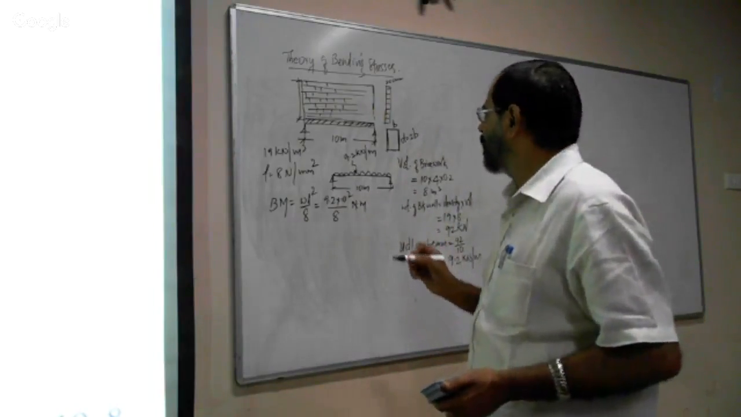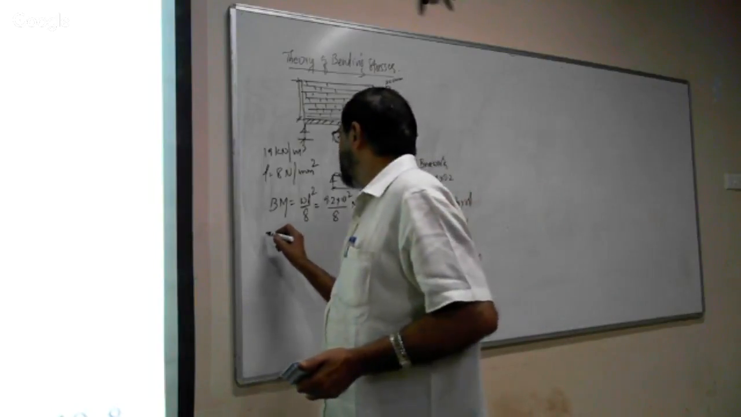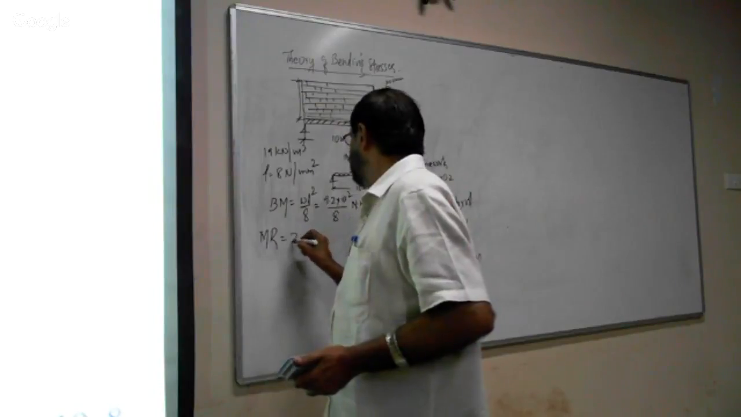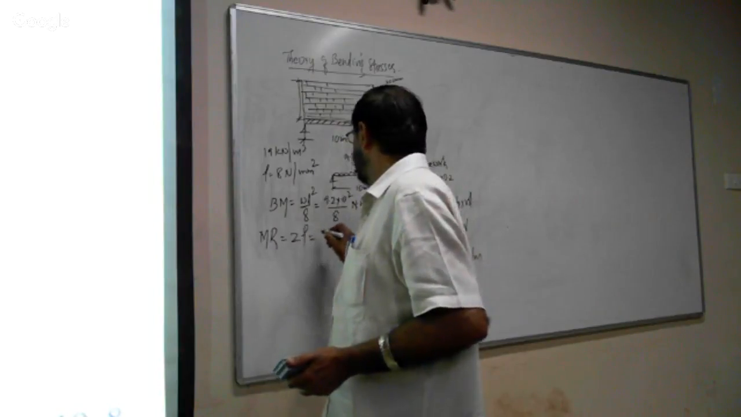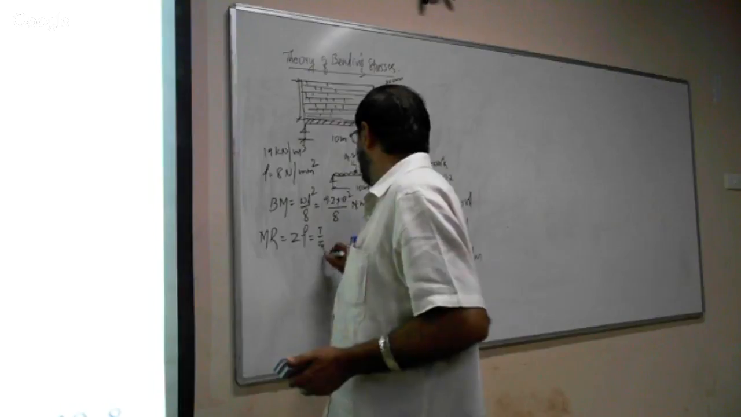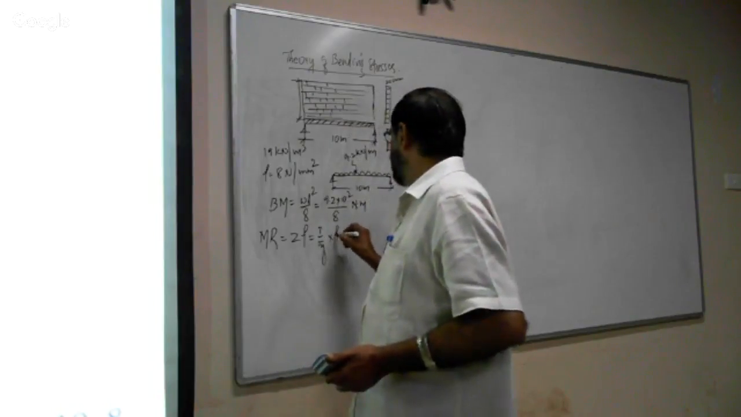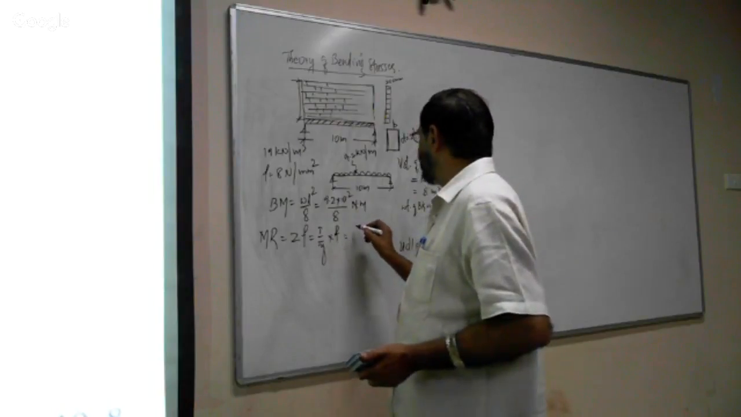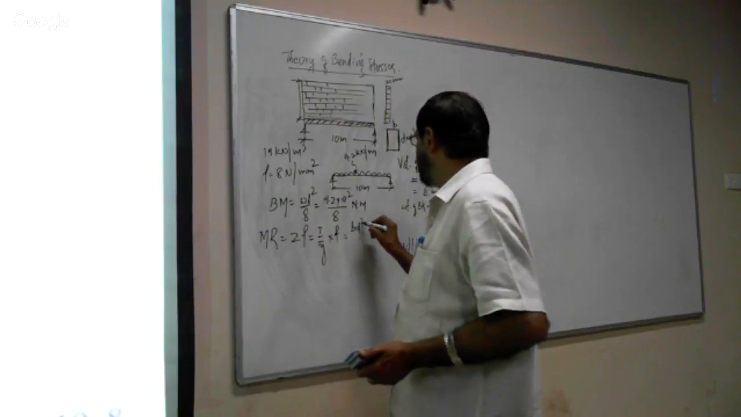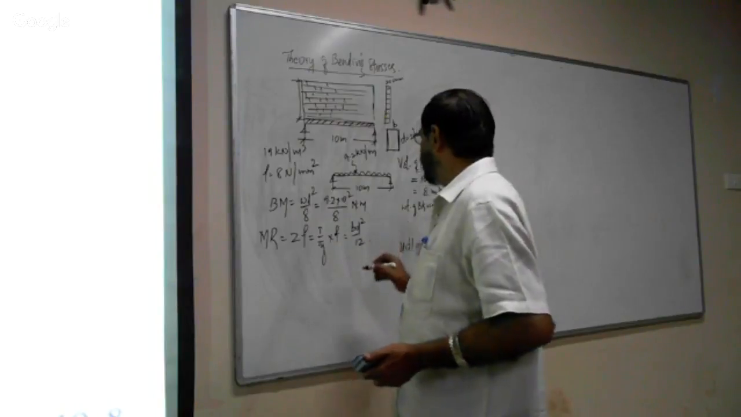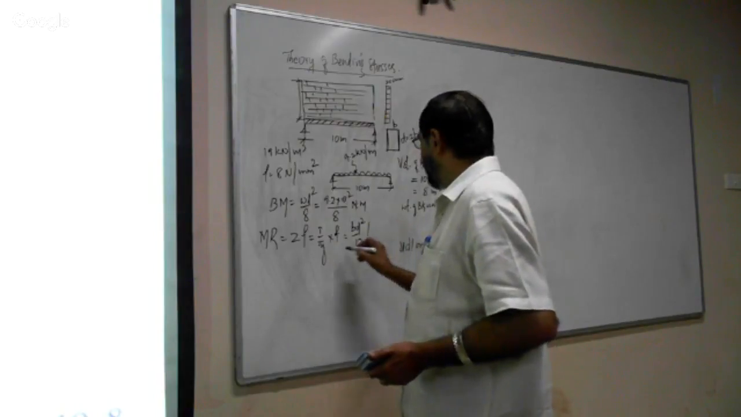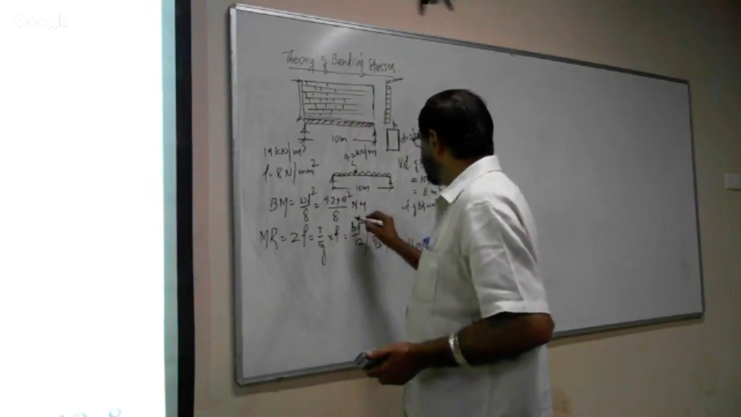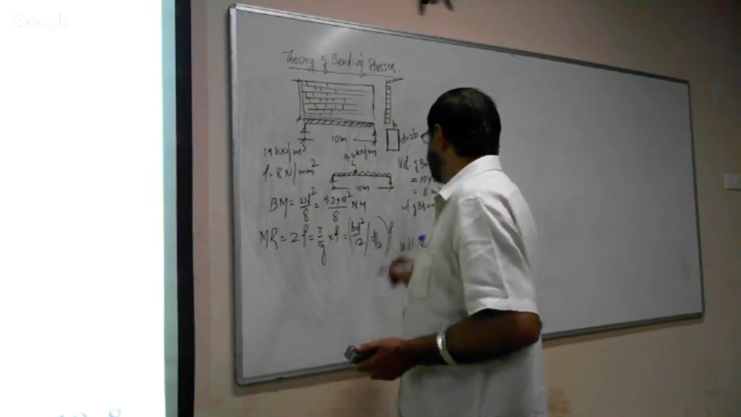Similarly, now let us calculate the moment of resistance. Moment of resistance is equal to Z into the stress. Z is equal to I by Y. How do we calculate I by Y? I is BD cube by 12, and Y is equal to D by 2. The whole thing is multiplied by the stress, isn't it?